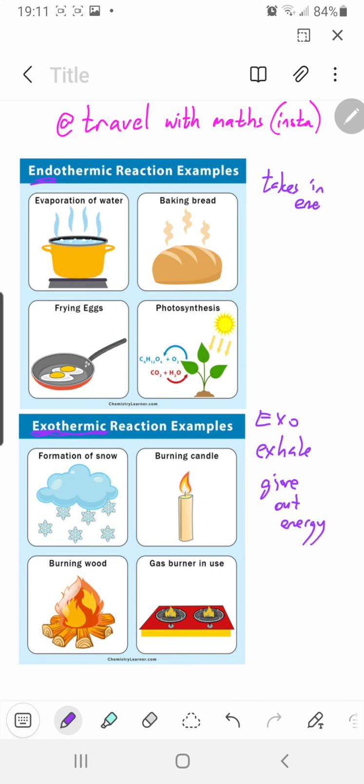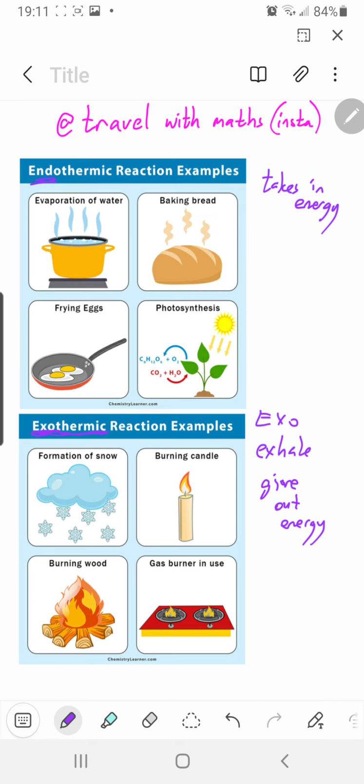Okay, right. So yeah, so that's that. So the good thing is that if you remember everything about one of them, the other one is just the opposite. Okay, so if you remember exothermic is the one that gives out energy, you will automatically know that endothermic is the one that takes in energy.